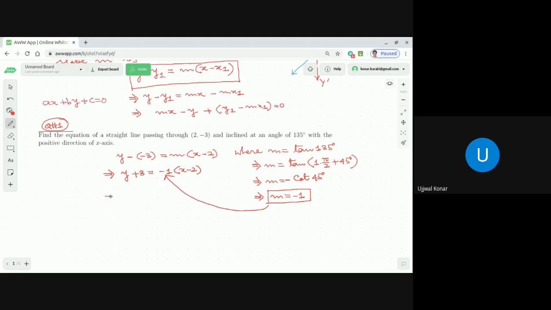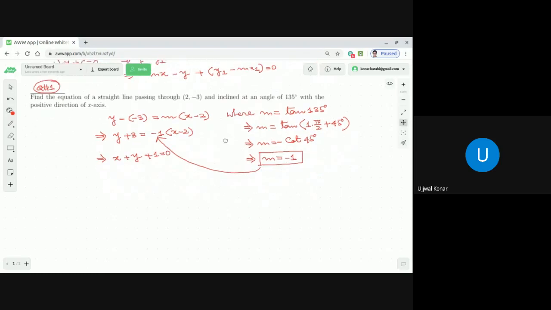So this implies x plus y plus 1 is equal to 0. Correct? And this is the equation of the straight line. Now, if you represent that straight line on the coordinate axes, how would it look? Let's also have a look at how the straight line will look.